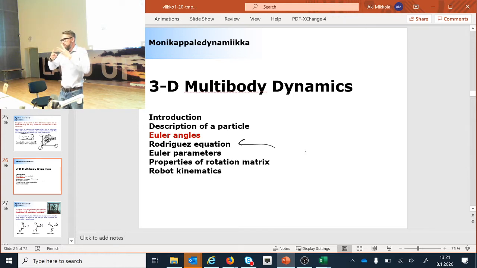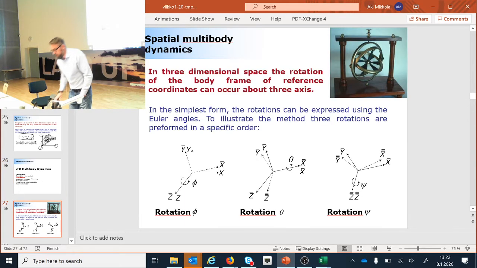And how can I make them match? I can make them match by introducing some kind of constraint equation that eliminates how these parameters can be selected. So they are not completely independent, but they are dependent on each other. And that's the trick based on 4 parameters. All right, so the method that is using these 4 parameters is the Rodriguez equation, and then its variation called Euler parameters. Okay, but let's get started from the Euler angles.